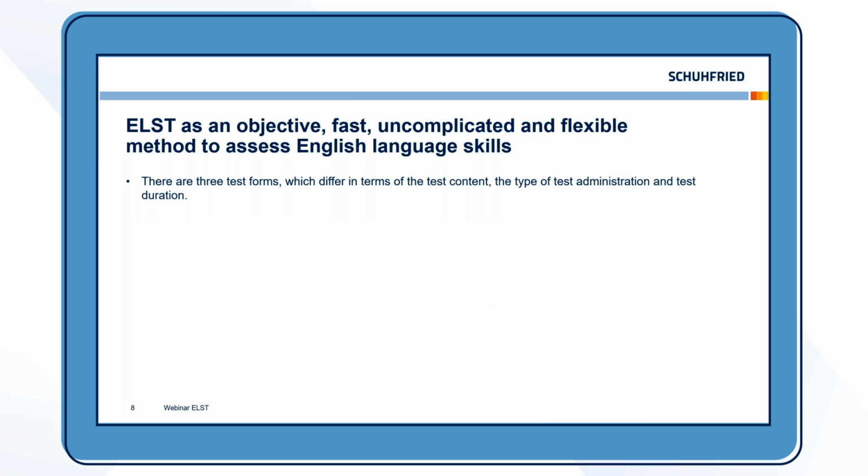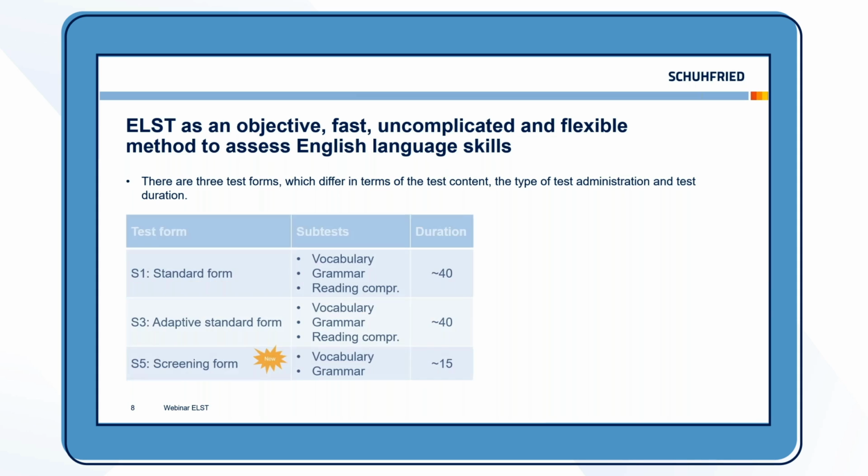So these basic components of the English language, which I just presented, can be measured with three different test forms. They differ in terms of the test content, the type of test administration, and also the test duration. There is a standard form, an adaptive standard form, and this is new, a screening form. As the name already suggests, the screening form is much shorter than the two other standard forms.